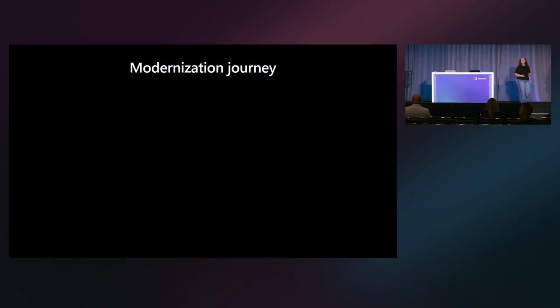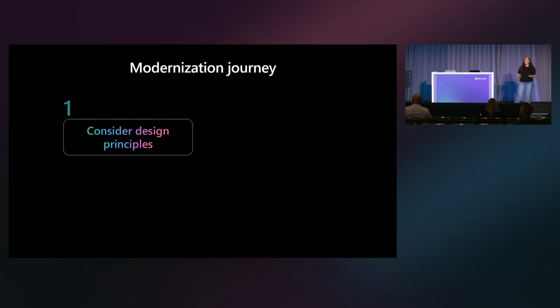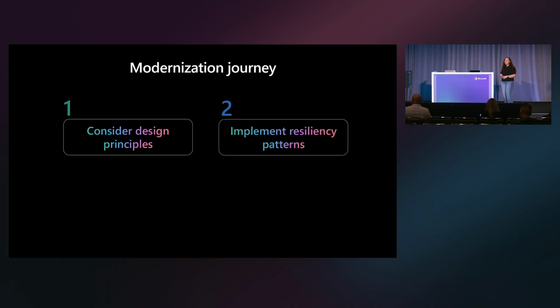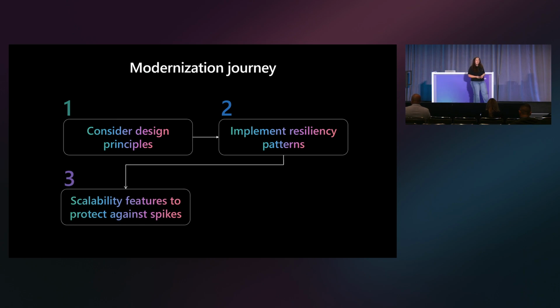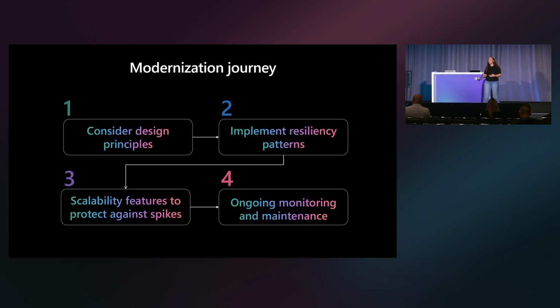So let's review what we went through with this modernization journey. First, we looked at some design principles that are important to keep in mind throughout this entire process. We implemented resiliency patterns that helped us achieve isolation of our services, regional independence, and making sure that our system is also duplicated. We looked at scalability features that really help us protect against spikes while still keeping our costs low and maintainable. And lastly, we looked at ongoing monitoring and maintenance and how important that is for actually debugging your applications.